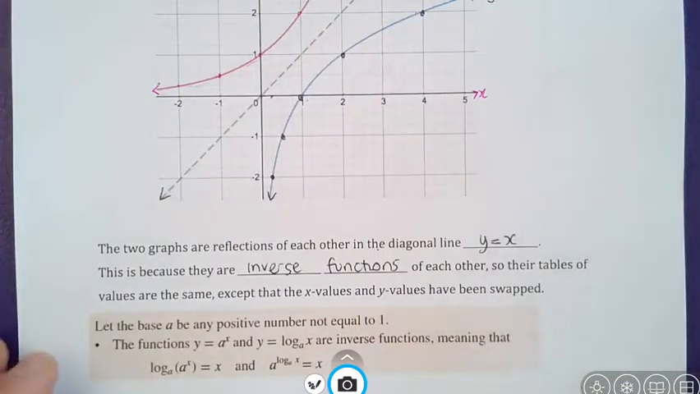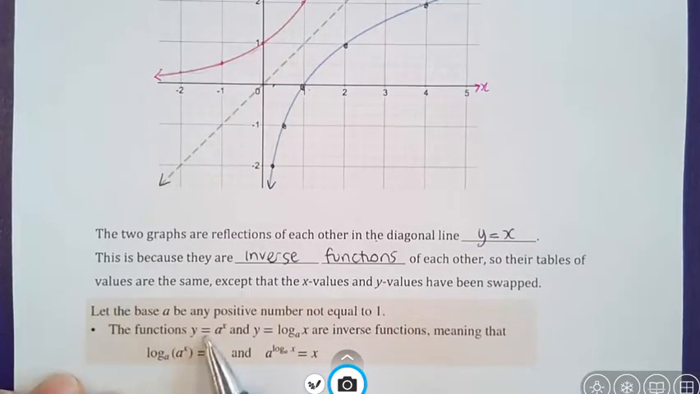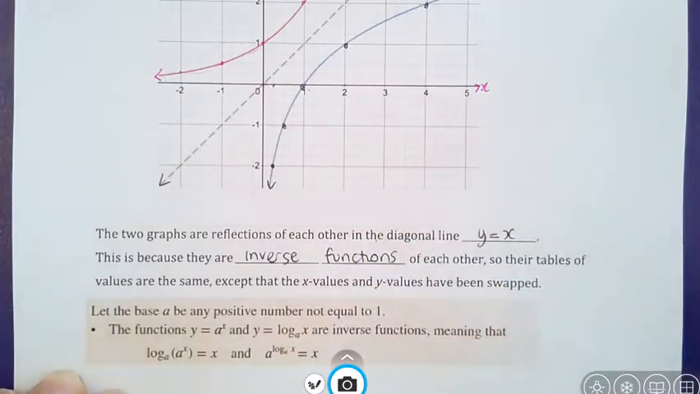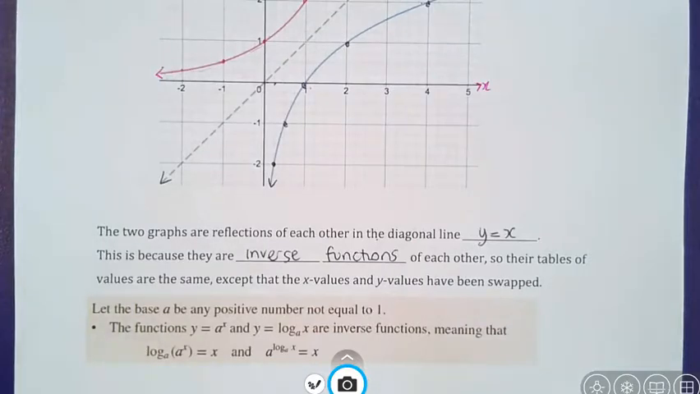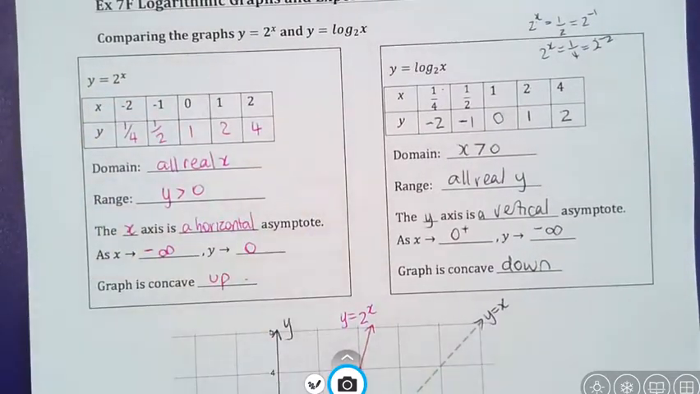Now, this is just our little rule here. If we've got y equals a to the power of x, its inverse function is y equals log to the base a of x. We've just looked at the example y equals 2 to the power of x and log to the base 2 of x. I could do the same with 3 to the power of x and log to the base 3 of x. 4 to the power of x, its inverse function is log to the base 4 of x. If I knew a table of values for one function, I could just swap the x's and the y's and I'd be able to sketch its inverse function. Okay?